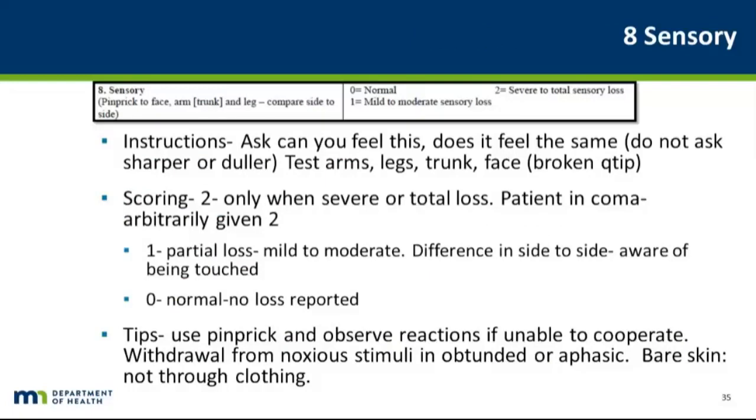Tips for scoring this element. You can use pinprick and observe reactions if they're unable to cooperate. Look for withdrawal from noxious stimuli in obtunded or aphasic patients as well. Make sure to use bare skin and do not test through their clothing.